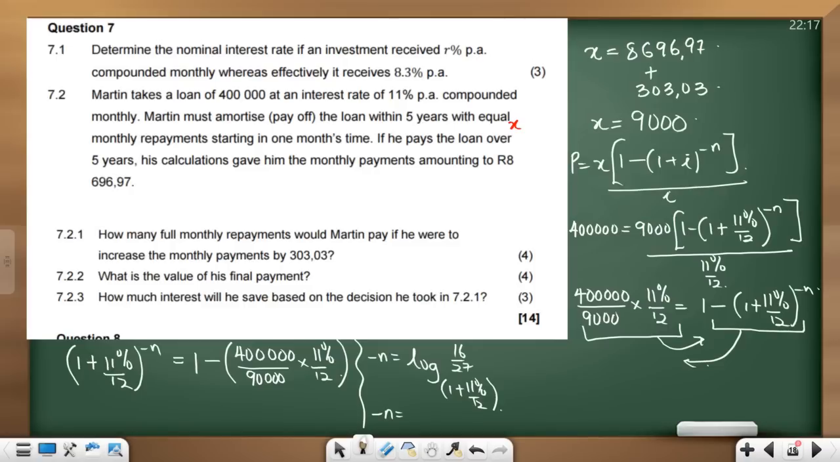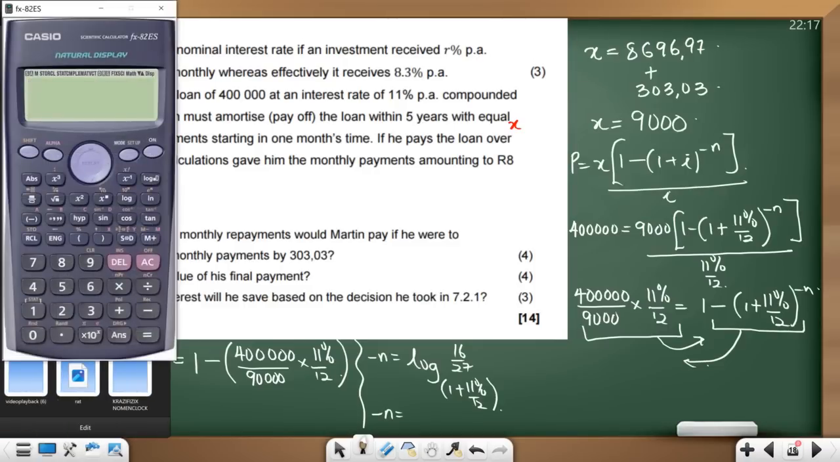What is minus n? Get a calculator. So you are going to use your answer button. All right, for me, my answer just falls away. I always buy new calculators at every sum. I'm a rich guy. 11% over what? 12.